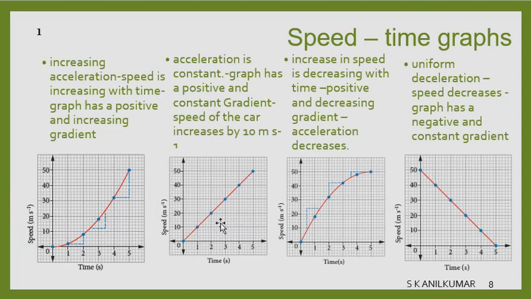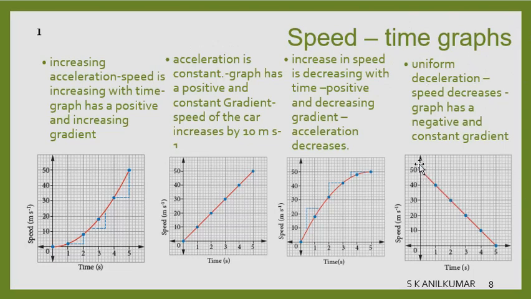Now here what do we have? Here we have a graph with a positive and constant gradient. That means what? Speed of the car increases by 10 meter per second. Constant increase. This is uniform acceleration, constant acceleration. This is constant deceleration, uniform deceleration.